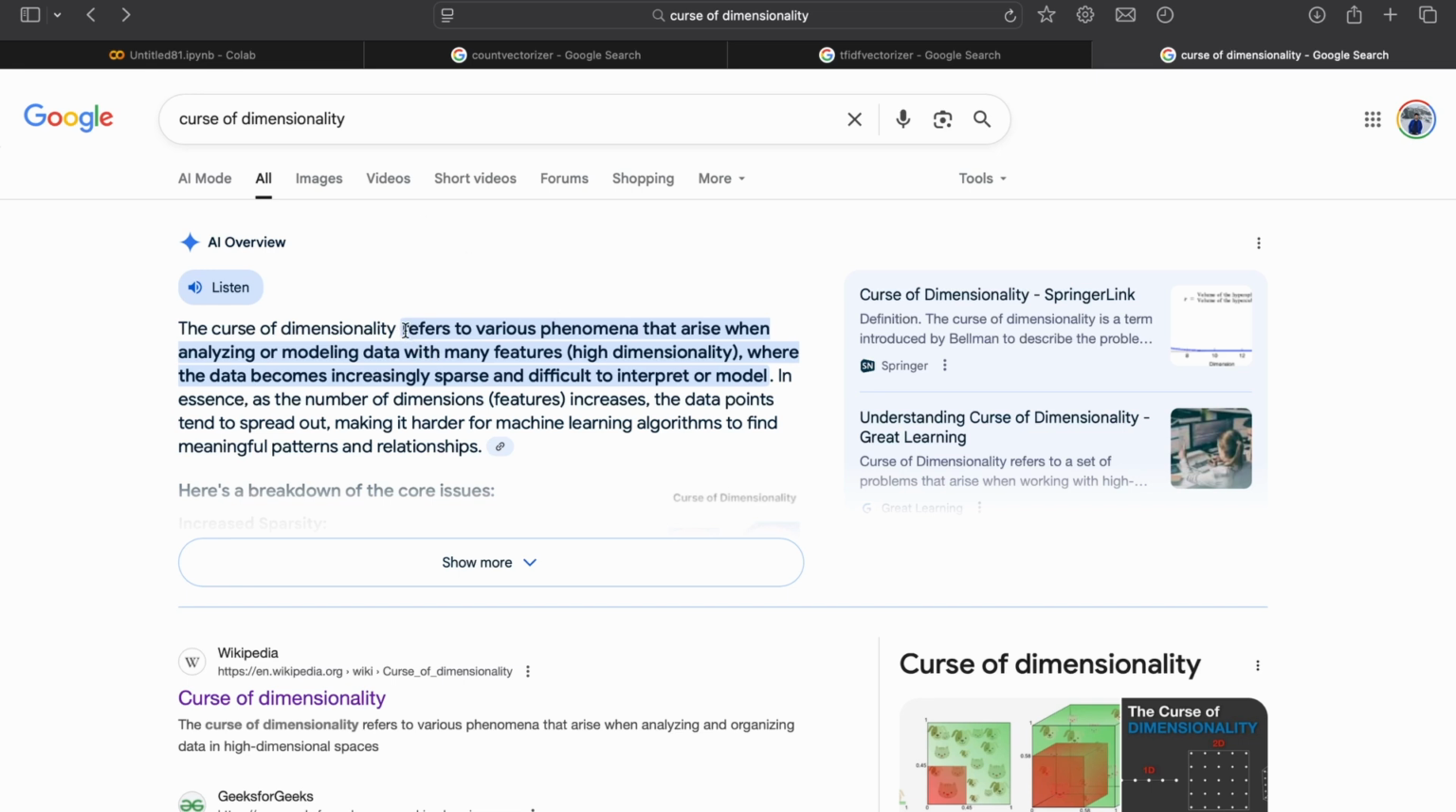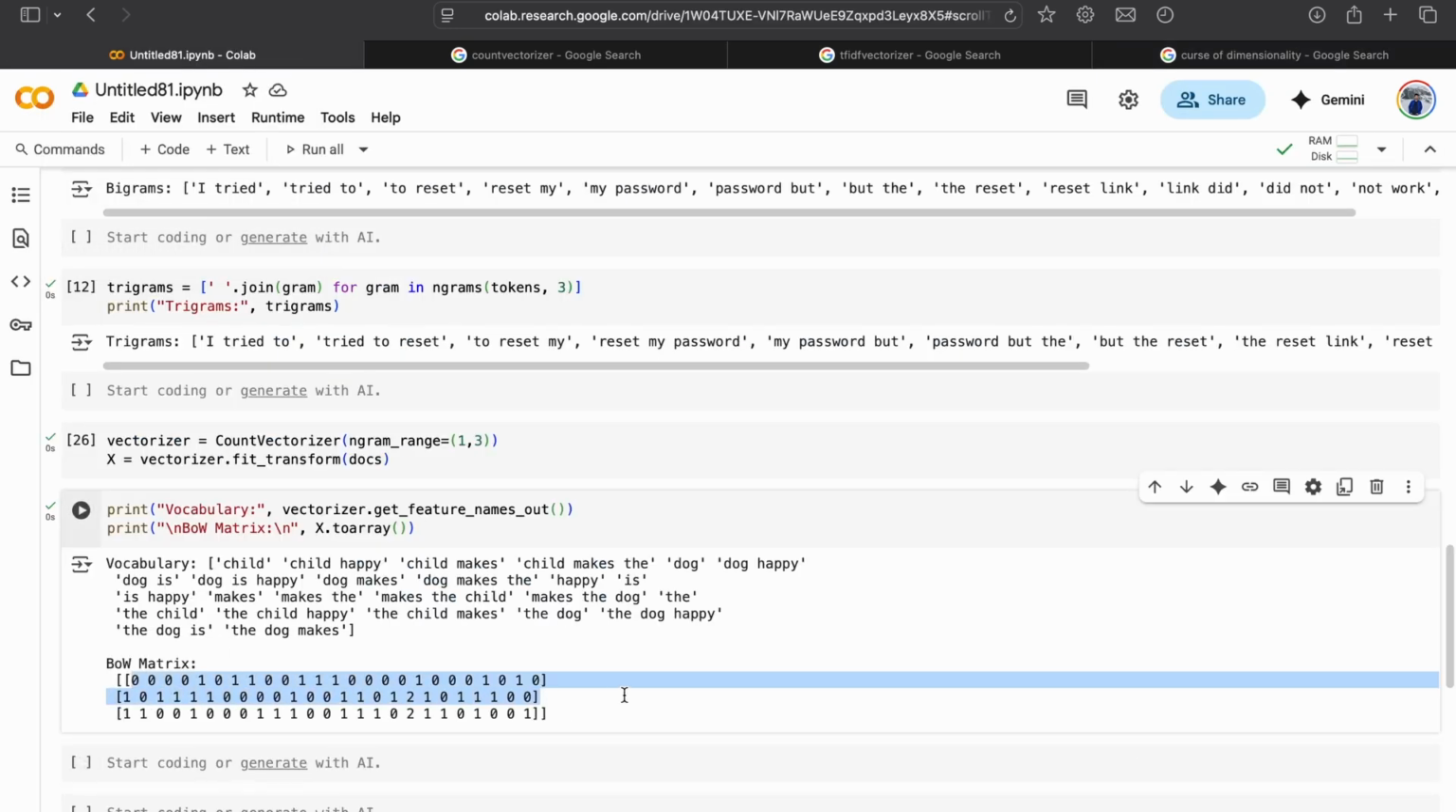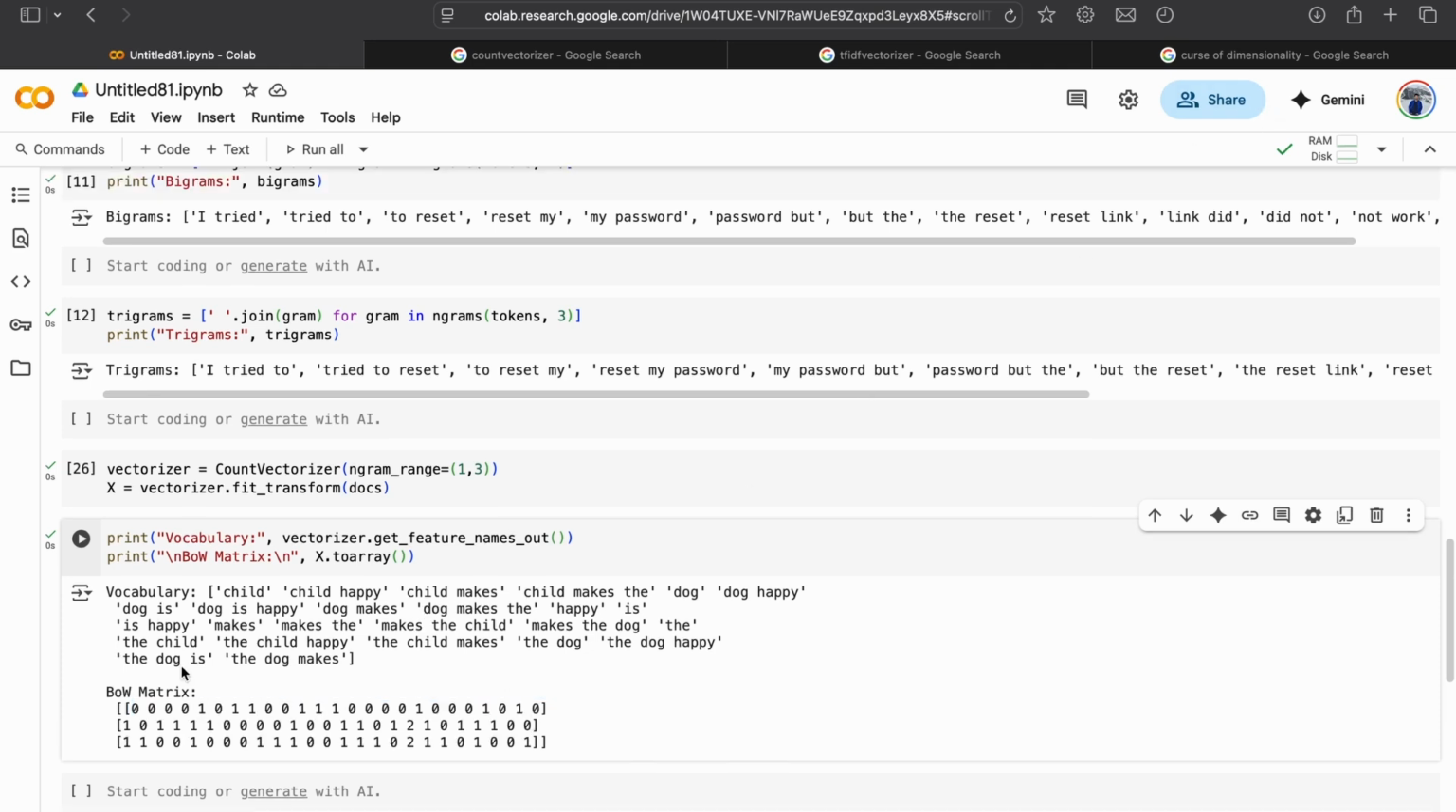So here you can see the curse of dimensionality refers to the various phenomena that arise when analyzing or modeling data with many features or high dimensions, where the data becomes increasingly sparse and difficult to interpret or model. So this is an issue. Our data will become very sparse, right? You can see here our data is very sparse. We only have a few places where we have one, all the rest are zero. So this curse of dimensionality problem will come into the picture.